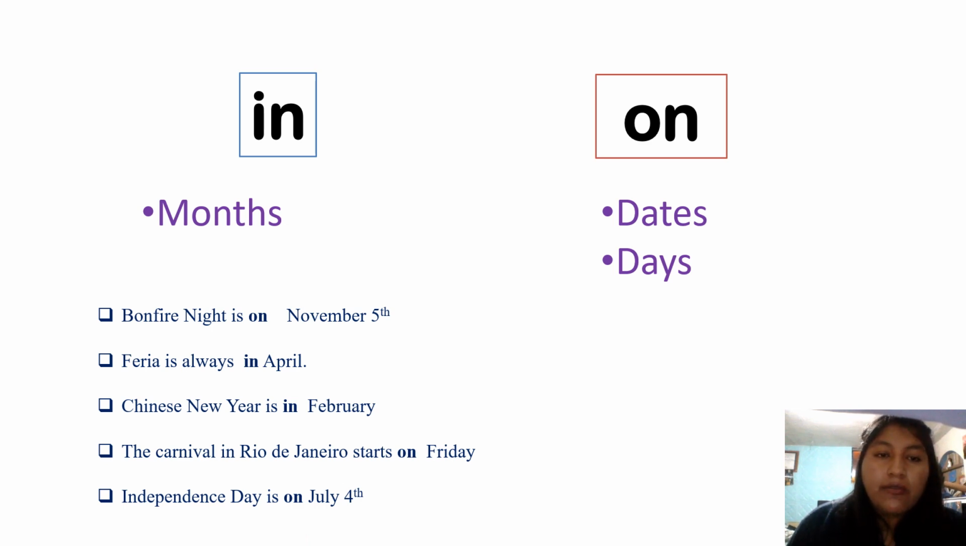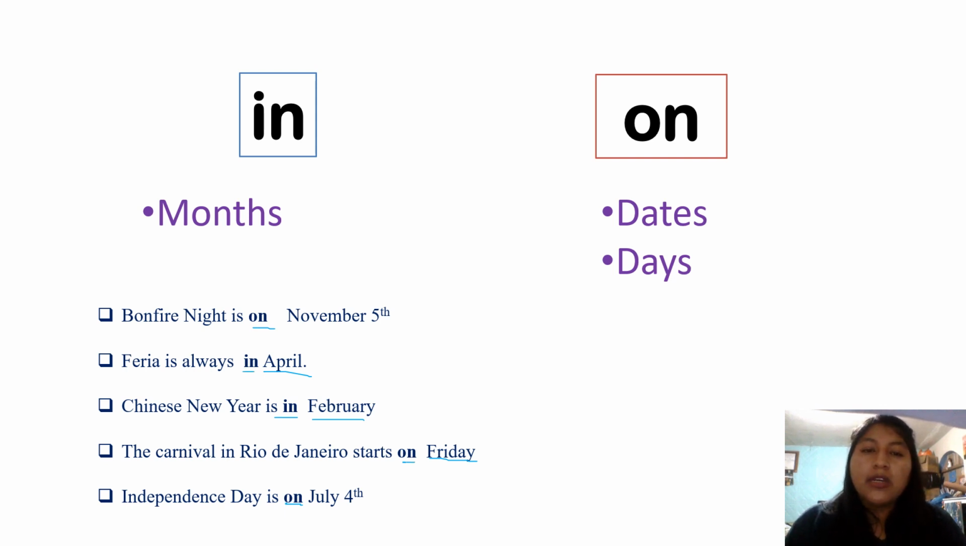Bonfire Night is on November 5th. Feria is always in April. Chinese New Year is in February. The Carnival in Rio de Janeiro starts on Friday. Independence Day is on July 4th. What is the difference that you can see here?